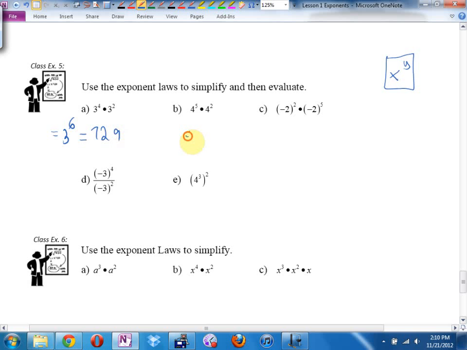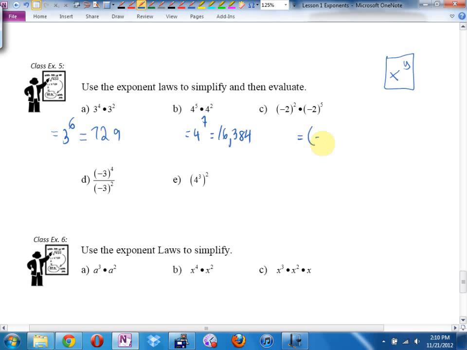B. 4 to the what? That's the simplify, and then it says evaluate, which means give an answer. What is 4 to the 7th? 16,384.